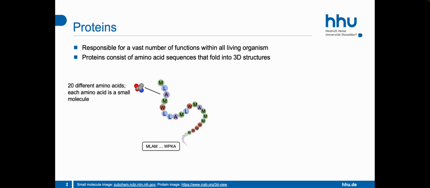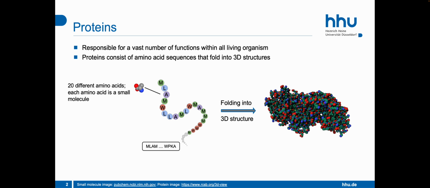So proteins are long chains of amino acids, and successive amino acids are linked together by chemical bonds that are called peptide bonds. Such protein chains typically consist on average of a few hundred amino acids. And when a protein amino acid sequence is built, the protein sequence does not remain a linear sequence, but instead it folds into a 3D structure.